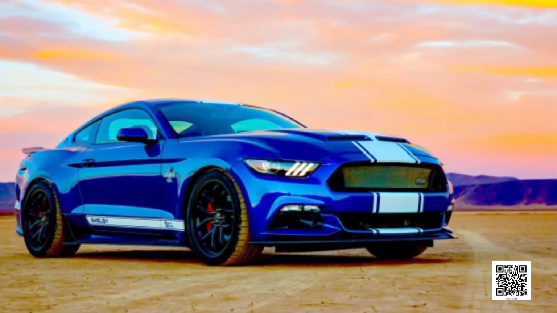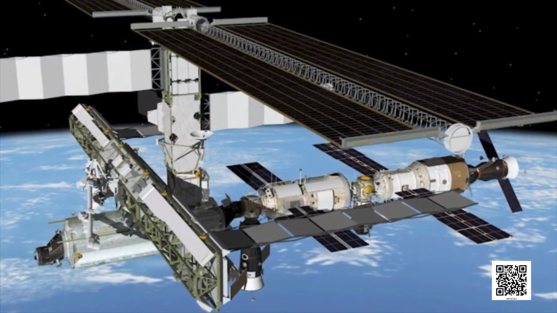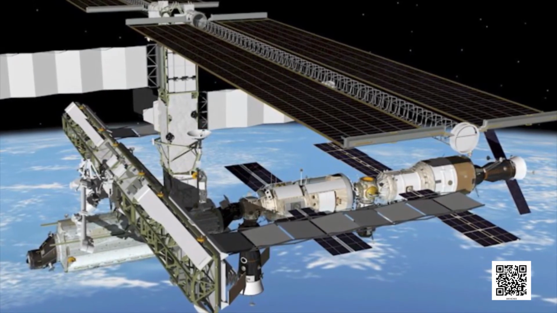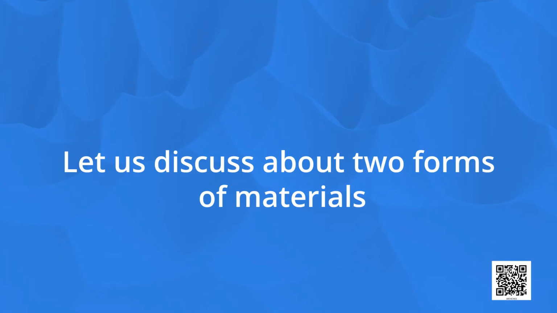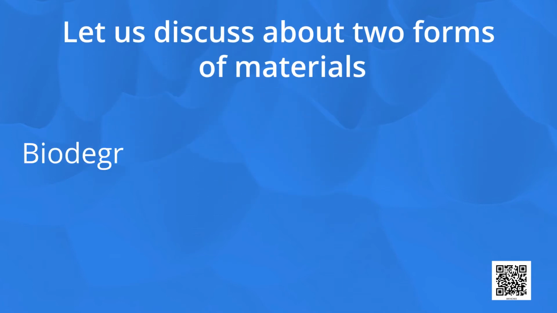Plastic is also used in cars, aircrafts and spacecrafts. The reason for this is that plastic is lightweight. Now, let us discuss two forms of materials. One type is biodegradable and the other one is non-biodegradable.